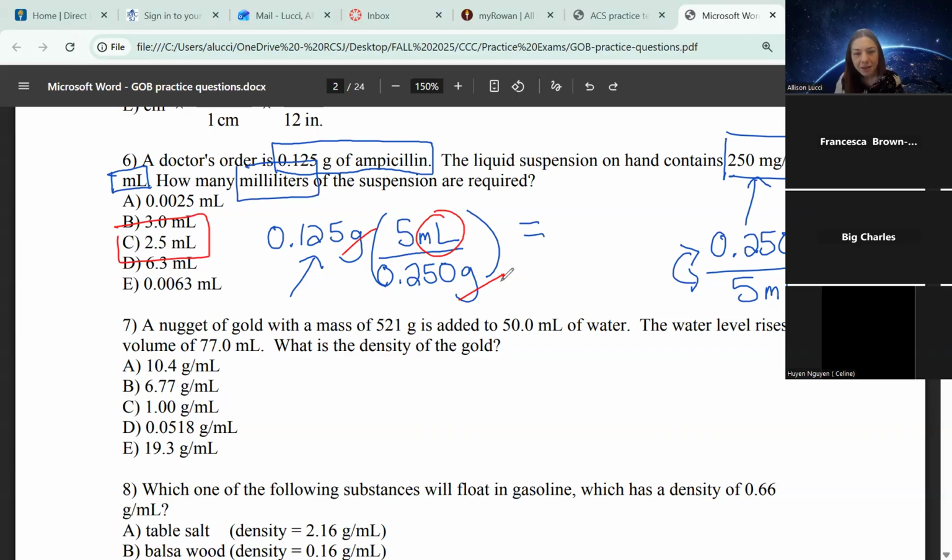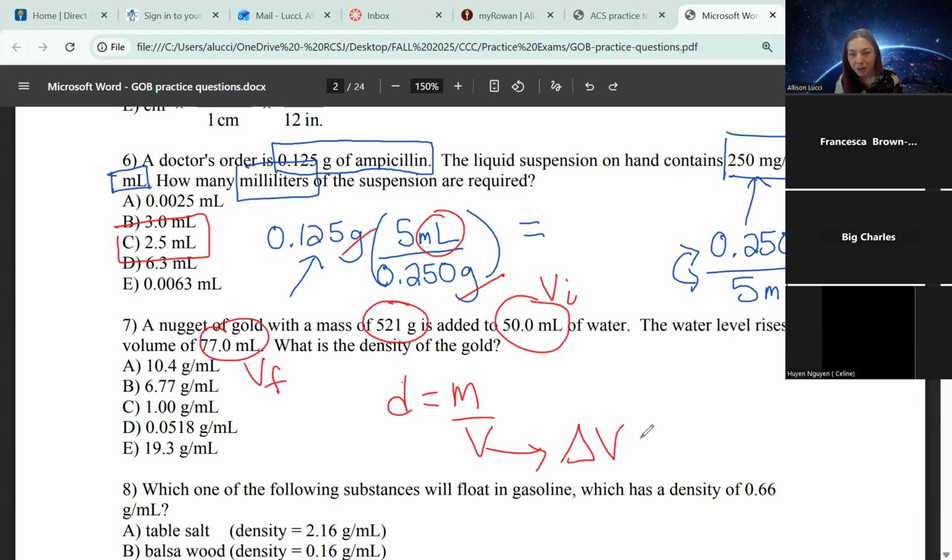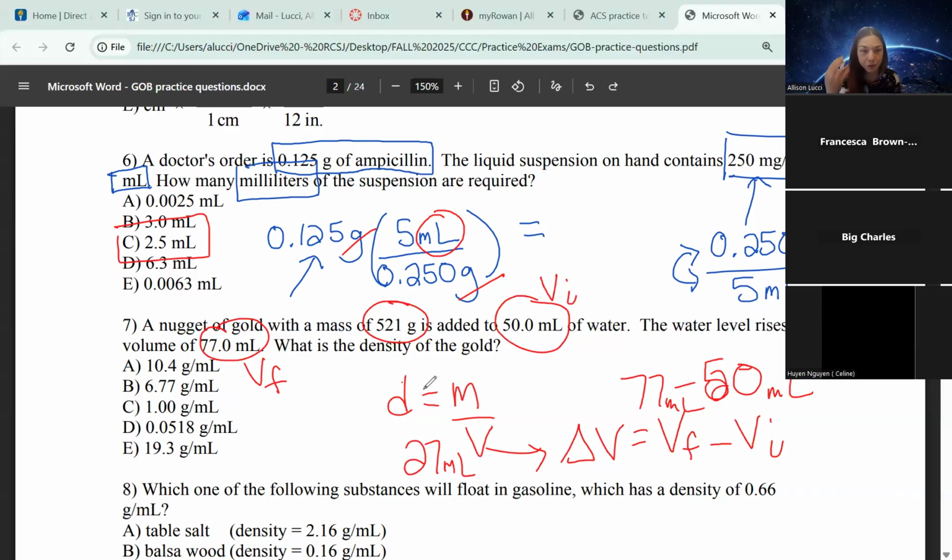All right. Oh, density, just since we're here, and this is really quick, density is mass over volume. I have mass. I have my starting volume, so my volume initial. I have my final volume. I know that my volume displacement, my change in volume, is what I should use here. So I would do 77 minus 50. And I would see that my volume would be 27 milliliters, right? 77 is my final minus my initial. That gives me 27 milliliters of volume for this gold nugget, and then it weighed 521 grams.